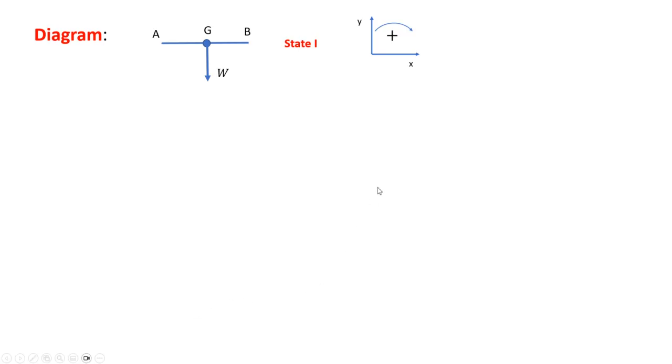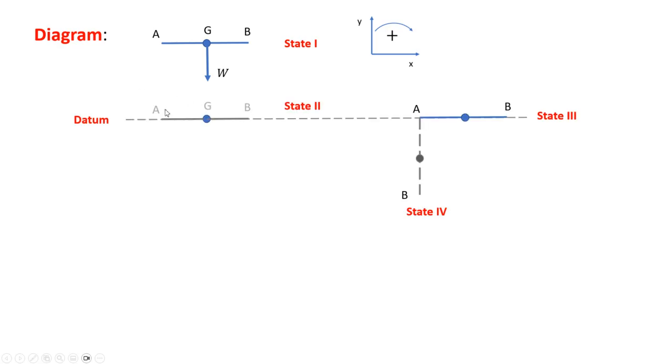So the diagram will show us the states. This will be state 1, which is going to be dropped down to the height of 0.5 meters. This will be state 2, at one point. Then from state 2 to state 3, it is going to be hooked down here. And from state 3 to point 4, it is going to have a rotation about the point A.